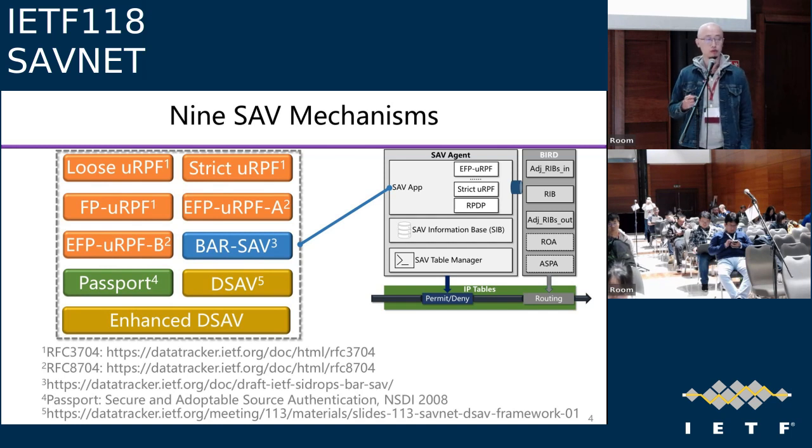Passport is an academic solution which embeds a cryptographic signature in each of the packet headers, and the routers on the path will examine the header to perform SAV. And we also implemented DSAV and EDSAV. DSAV was proposed in the IETF 113 BoF session, which led to the current working group that we're working on. And EDSAV is our enhanced version. And I believe the audience here is more familiar with uRPF-based solutions, so I will basically go into more detail on DSAV and EDSAV.